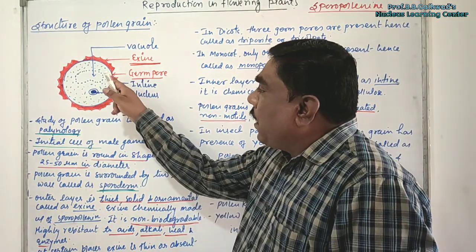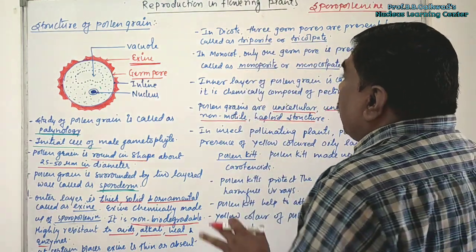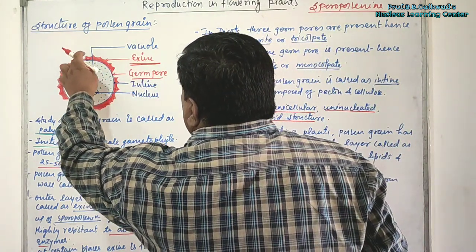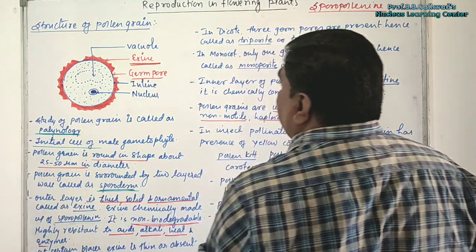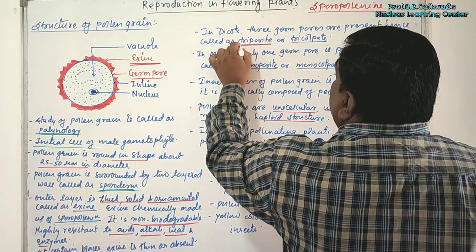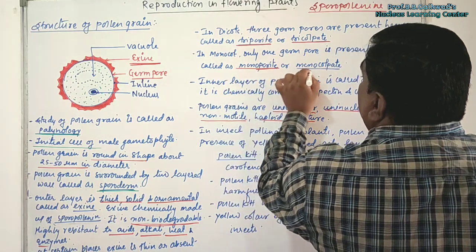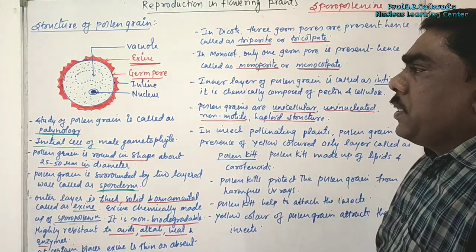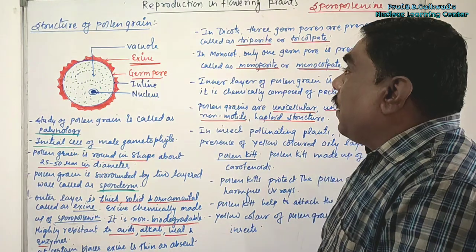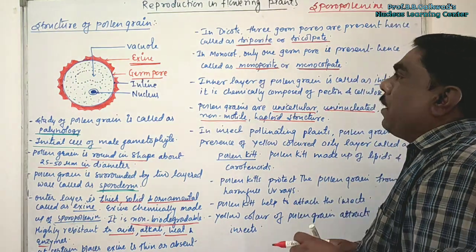पोलन ट्यूब कहां से बनेगी? वेजिटेटिव सेल से बनेगी. ओके, सो नाउ on the basis of the number of germ pores present on the exine, they are classified as triporate or tricolpate and monoporate and monocolpate. So germ pore के बेसिस पे हम पोलन ग्रेन्स को दो कैटेगरीज में डिवाइड कर देते हैं, एक ट्राइपोरेट और मोनोपोरेट, और यू कैन कॉल इट ट्राइकोल्पेट एंड मोनोकोल्पेट.